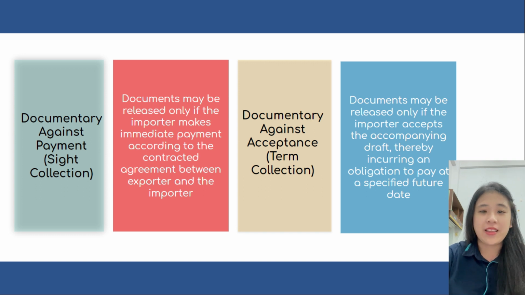Next, I will present the types of documentary collection. There are two types of documentary collections, which are documents against payment and documents against acceptance. Documents against payment, also known as sight collection, is where the documents may be released only if the importer makes immediate payment according to the contract agreement between the exporter and the importer.